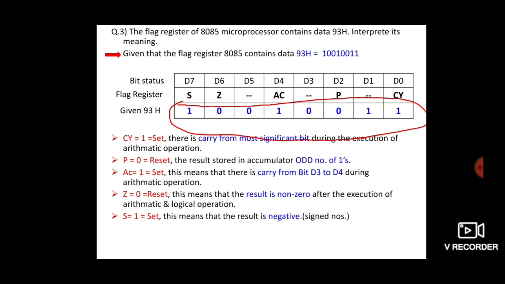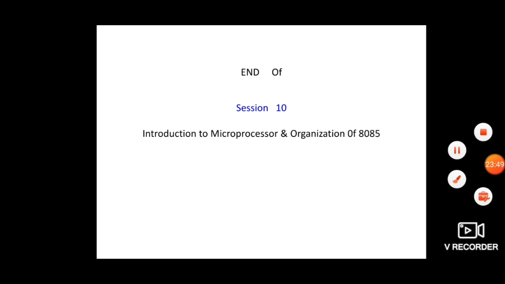Understood, student? Again see, if 1 is in that column or 0 is in that column, then that flag is set or reset, and then write the reason for set or reset. Understood, student? Now the end of this session 10.